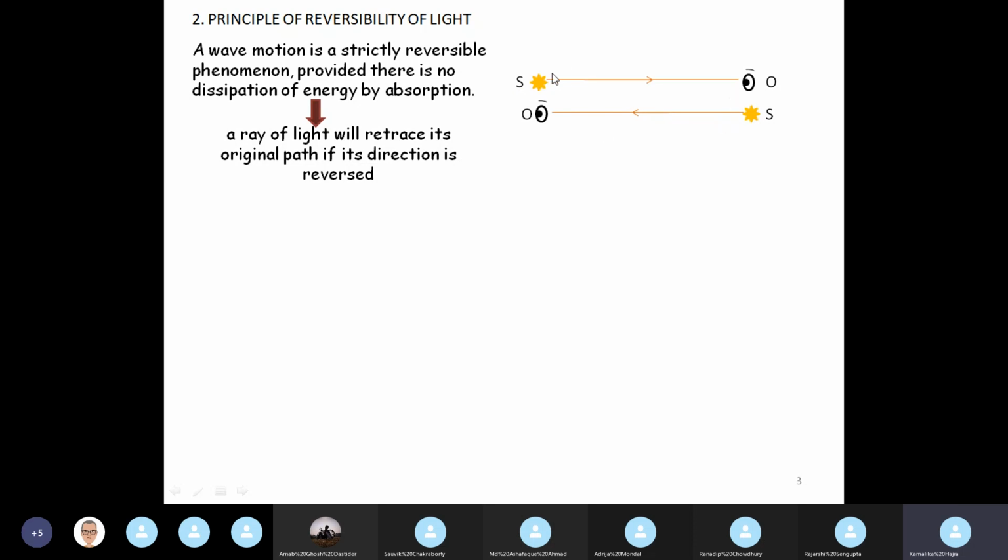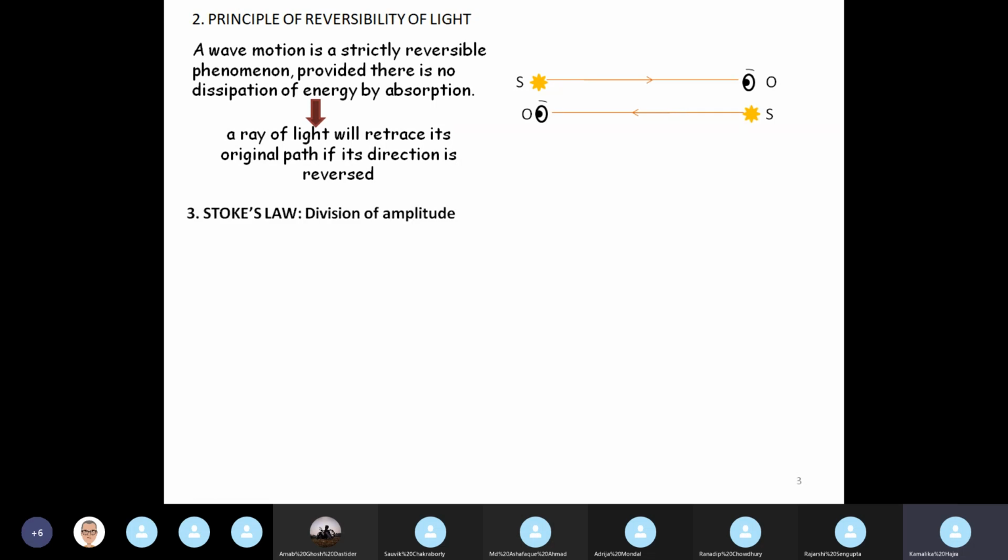If this is my source S and this is the eye of the observer, if you just interchange the position of the source and the observer, all you need to do is reverse the direction of the arrow, about turn. Of course, provided that there is no dissipation of light en route, that is while it is traveling from the source to the observer. In reality, there is always some dissipation, so exactly the same intensity will not be obtained, but in general this is the rule, and this is the principle of reversibility of light, which we will soon apply.